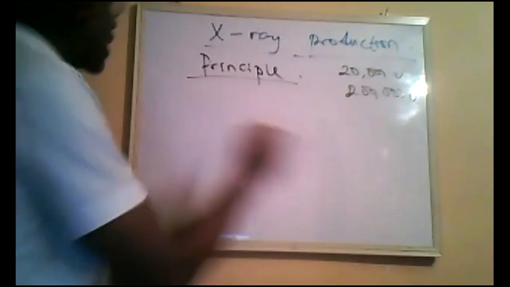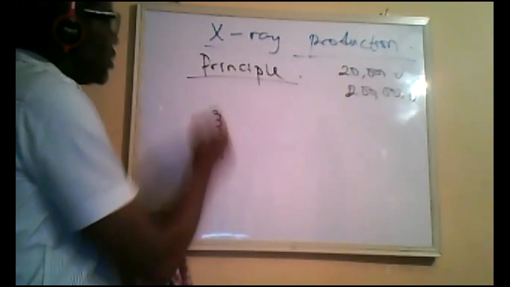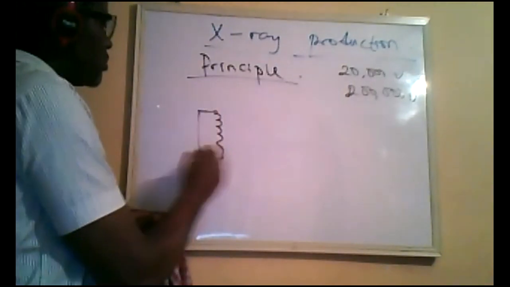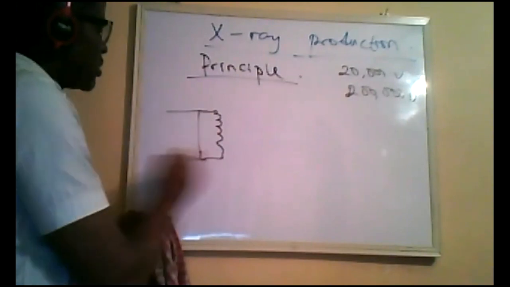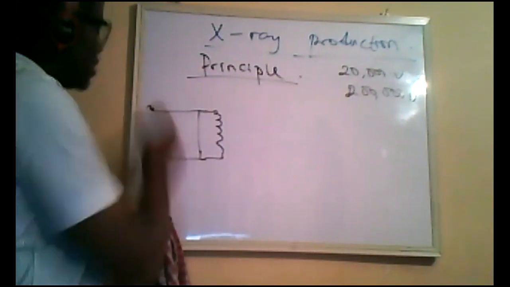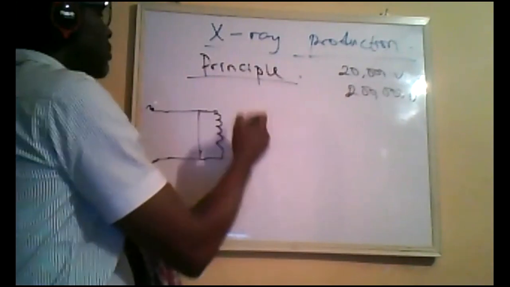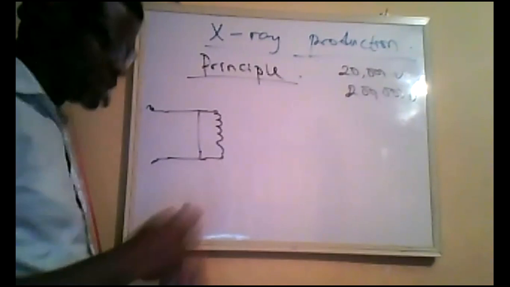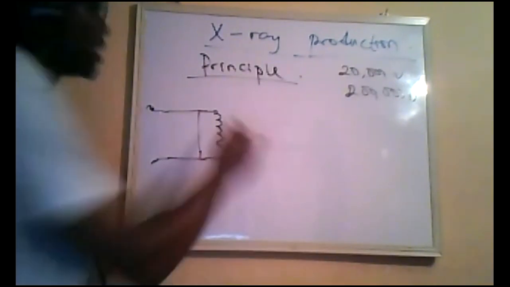So the principle involves the cathode. We have a cathode, which essentially is a wire that is connected to an electric source. And then, when you heat up this filament, which is a cathode, electrons are emitted.